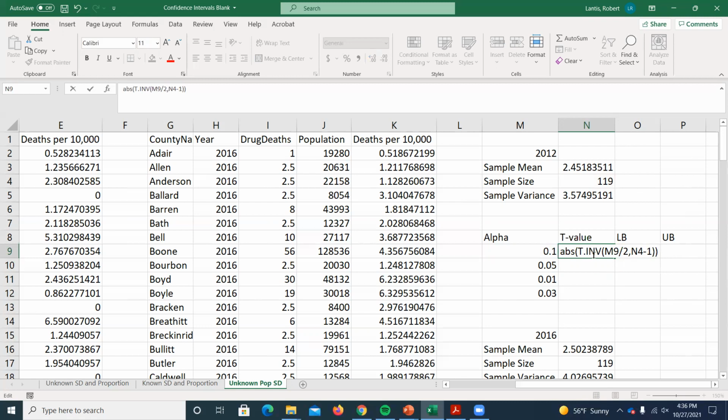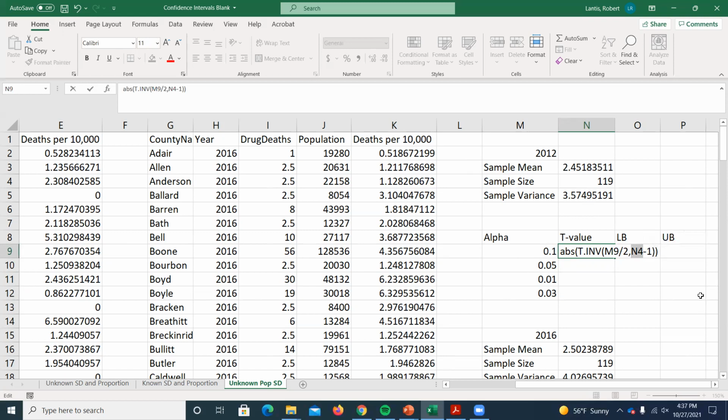Now, if I try to copy this down so that I can get the t-value that I need for these 4 different levels of confidence pretty quickly, what's going to be a problem? Yeah, the sample size cell reference is going to start moving down as well. I want my alpha value to change, but I don't want that sample size to ever change.